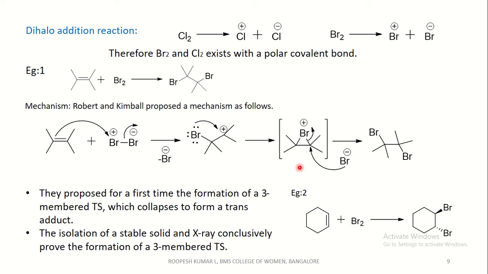Coming to the second example, cyclohexene reacts with bromine to give exclusively a trans dibromocyclohexane, that is an anti-addition.